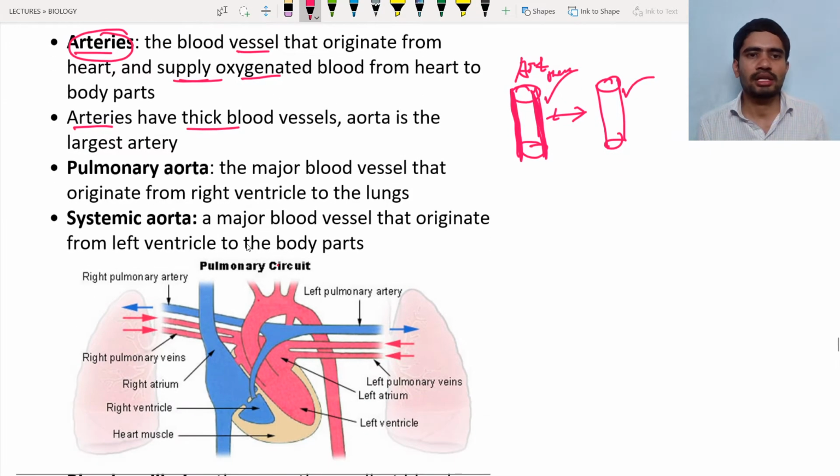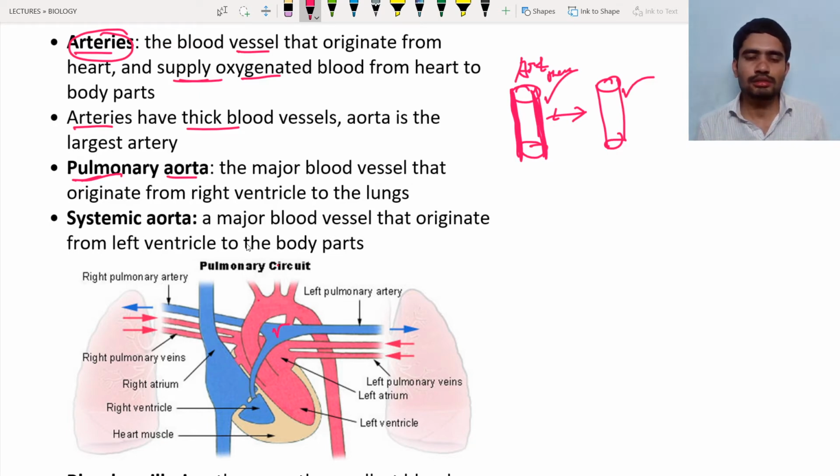Next is the pulmonary artery. So what is meant by pulmonary artery? Just now we have seen the coronary artery. Coronary word refers to the heart. Here the pulmonary refers to the lungs. Okay, pulmonary means lungs. So artery means it is a blood vessel that will supply. So here this blood vessel is going to supply blood, deoxygenated blood, to the lungs. Here you can see this is the pulmonary artery.